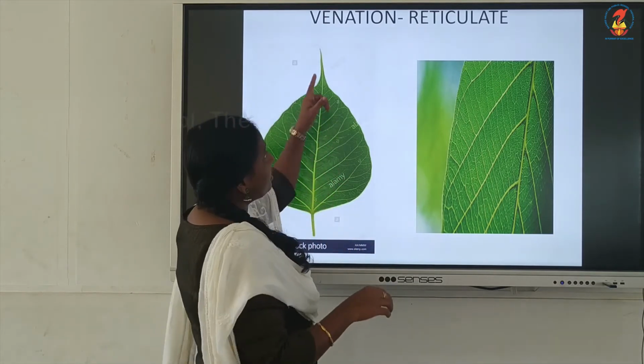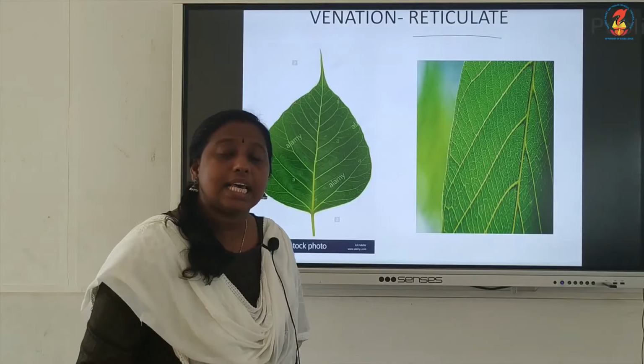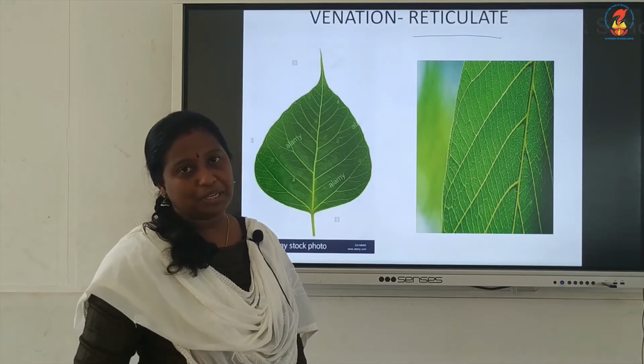So the first type of arrangement of veins is reticulate. See this diagram, they are forming a network-like structure. The veins are arranged here and there, they are branching and finally they are forming a network-like structure. Such a network structure you call it as reticulate arrangement.